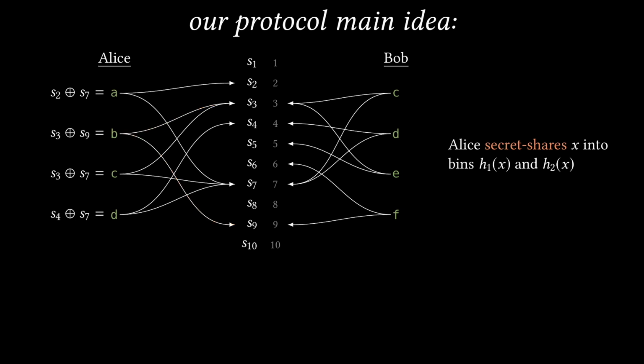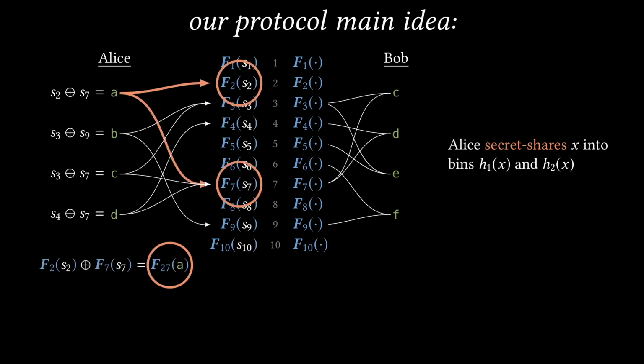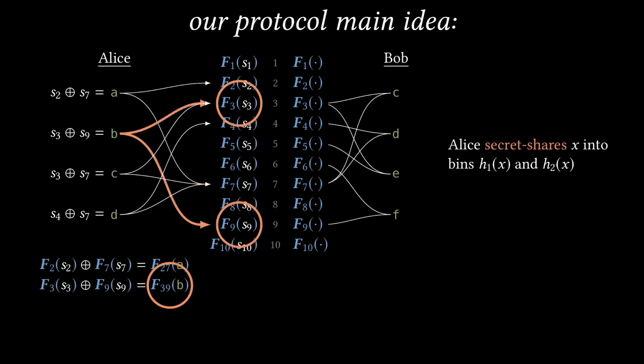Now Alice has a vector S that satisfies many of these linear constraints. She uses this vector as her OPRF input and learns the output of a different PRF on each component of that vector. Item A is associated with PRF outputs F_2 of S_2 and F_7 of S_7. If she XORs these PRF outputs together, she'll get the result F_27 of A because of the homomorphic property that I mentioned. Similarly, she can XOR the values F_3 of S_3 and F_9 of S_9 to get the result F_39 of B.